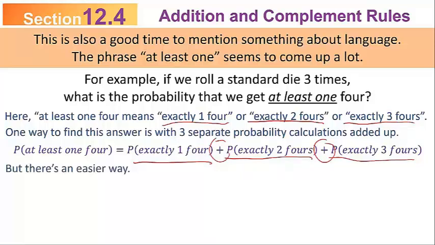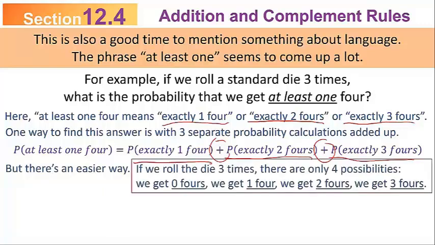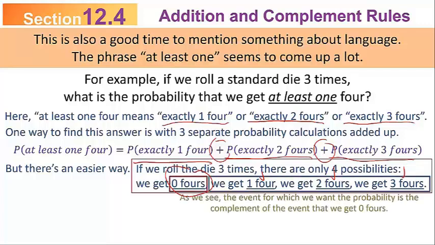There's a better way. The better way is to use the complement rule. Because if we roll the die 3 times, there are only 4 possibilities altogether. We've talked about 3 of them. We've talked about getting 1 4, or 2 4s, or 3 4s. There's only one other way, and that's to get no 4s at all. So wouldn't it be much easier to calculate the probability of not getting any 4s, and then say 1 minus that? And that's what I'm going to do.